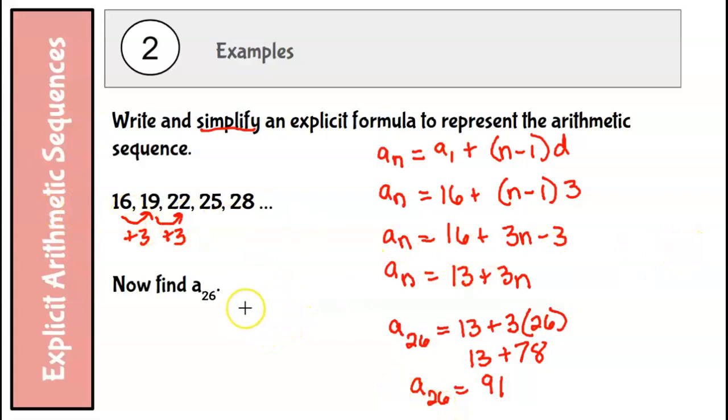If you've got some extra free time, feel free to count out plus 3, plus 3, plus 3, plus 3, and see that it actually does end up at 91. Hopefully now you know how to write and use explicit arithmetic sequences.